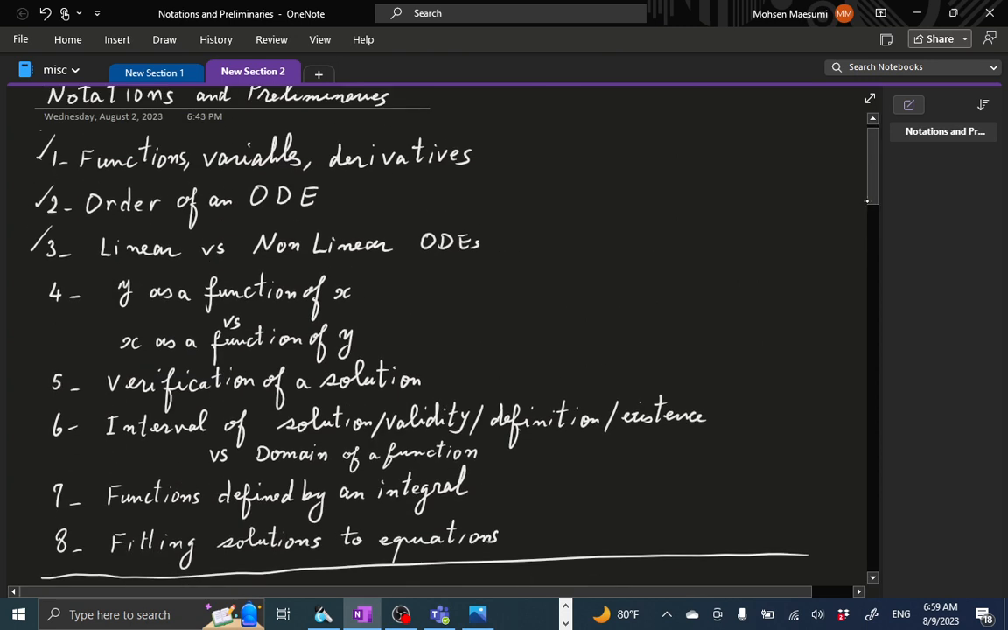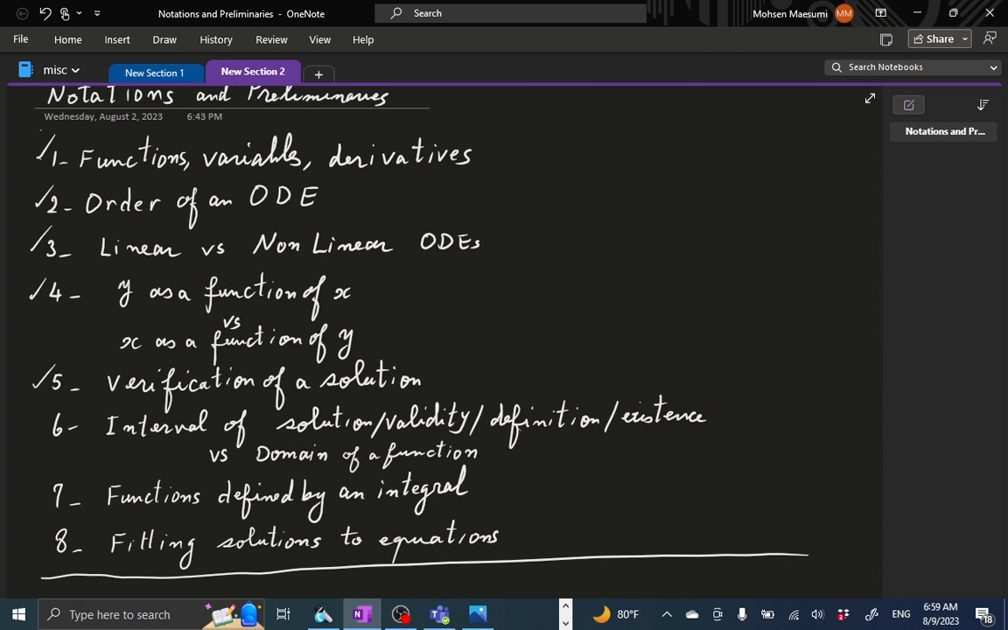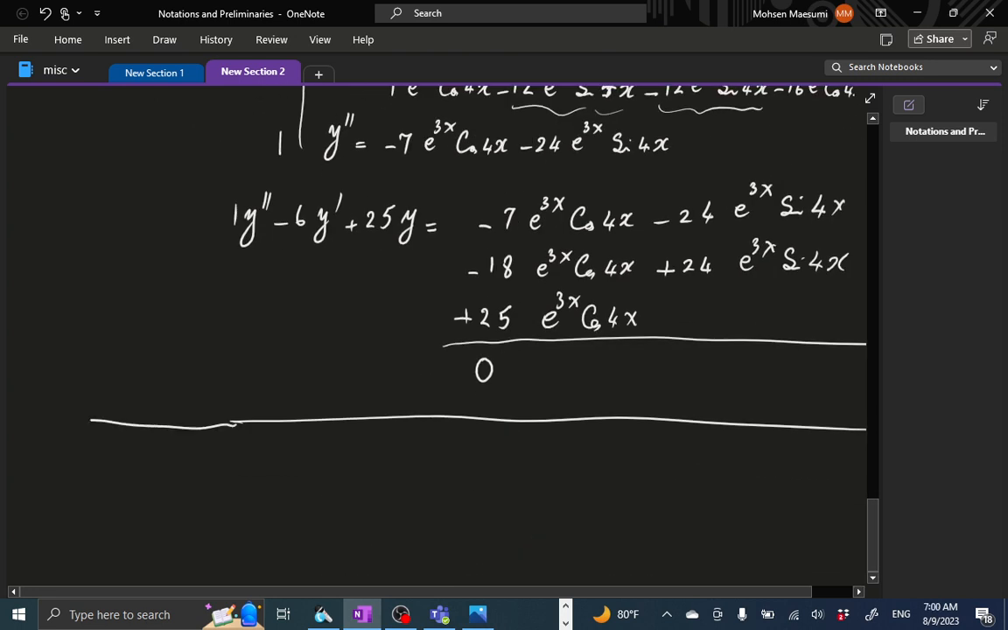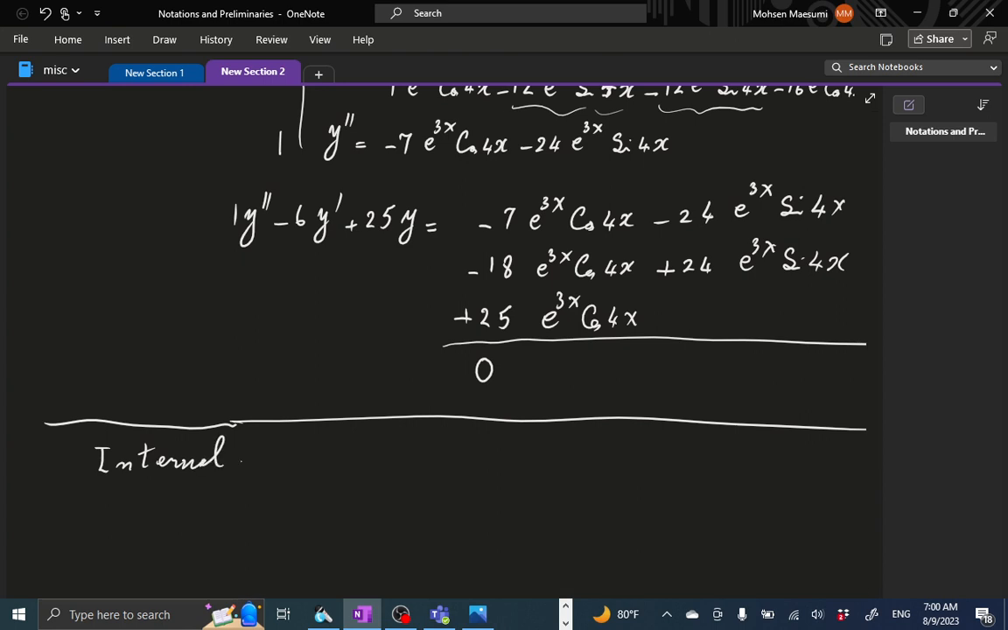So we talked about changing our point of view from one side to the other side. Verification of a solution, we just talked about that. The issue of interval versus domain. Interval of solution versus domain of a function.